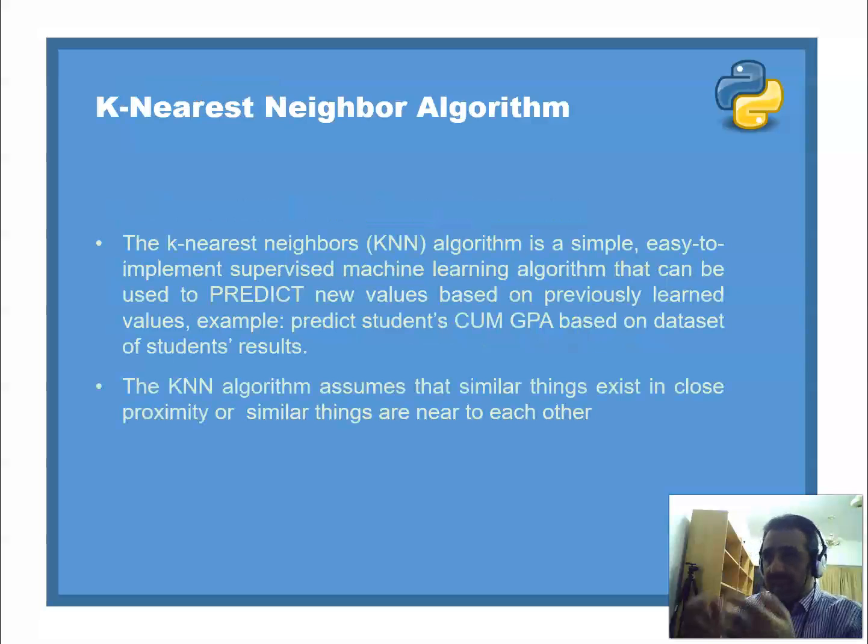Now, what is KNN? The KNN algorithm is a simple, easy to implement supervised machine learning algorithm that can be used to predict new values based on previously learned values. For example, we can use it to predict students' cumulative GPA based on a dataset of students' results. The KNN algorithm assumes that similar things are near to each other, are close to each other.